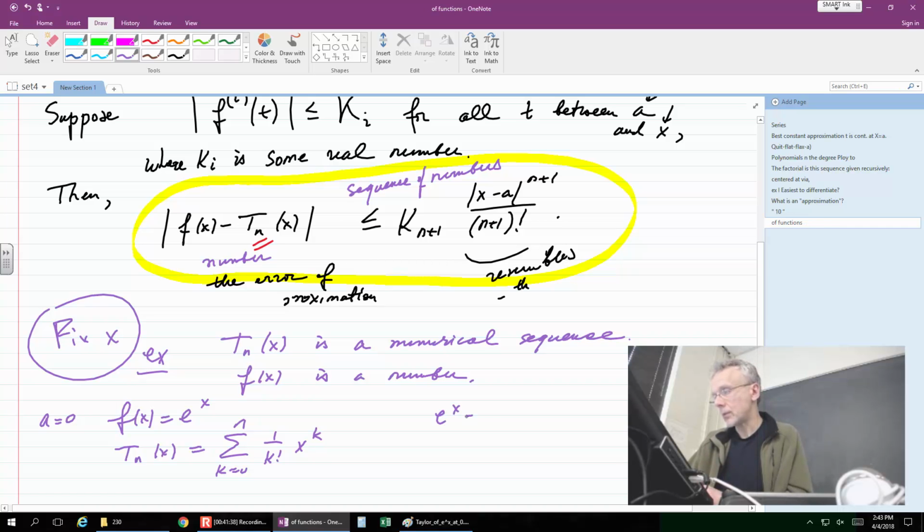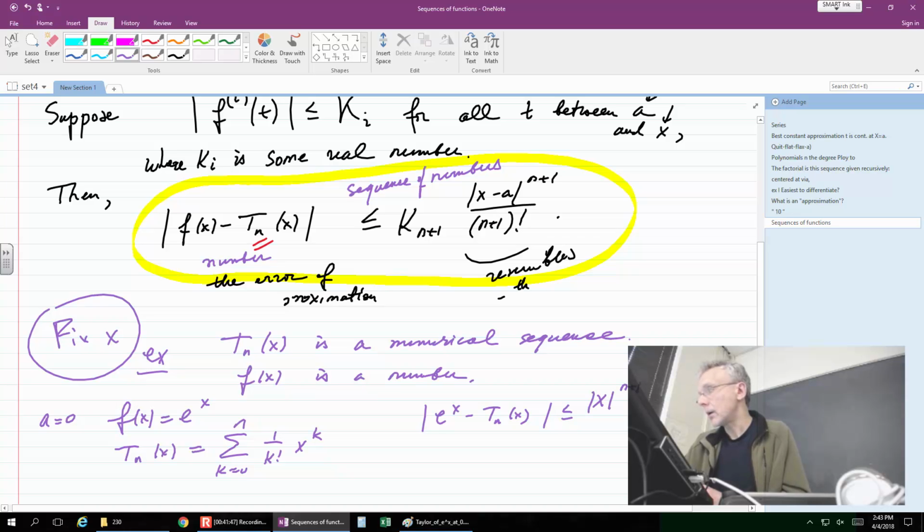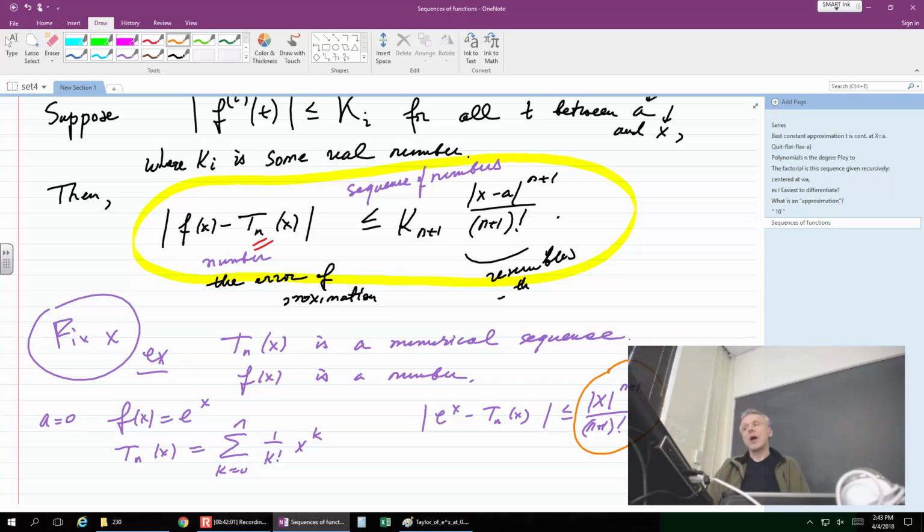So |e^x minus T_n(x)| is less than or equal to, k was 1, remember? So it will be |x|^(n+1) over (n+1) factorial. Okay, and then let's just look at this number, which is some kind of simple sequence. I think x is fixed, so once again it's just a number. Let's say it's not 0, but suppose n goes to infinity. What is happening to the sequence?